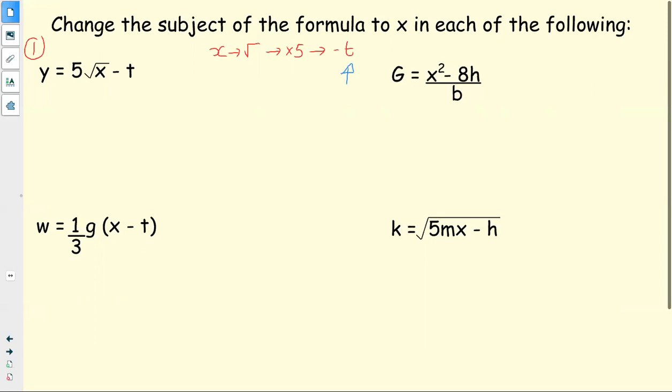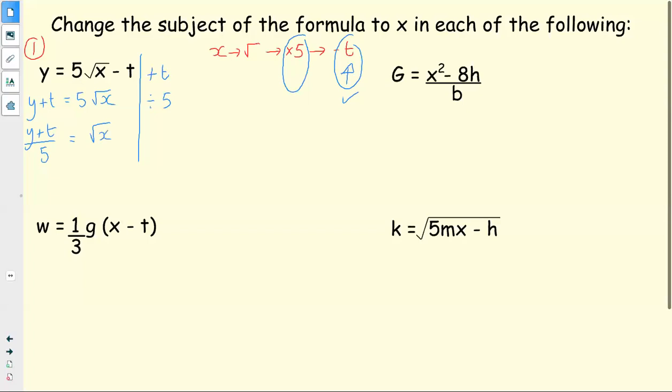So to undo subtract t, I'm going to add t to both sides. If I add t to both sides, it becomes y add t equals 5 multiplied by the square root of x. Okay? So that's that part done. Next thing I want to undo is multiply by 5. How do you undo multiply by 5? I'm going to divide by 5. So on the left hand side it becomes y add t all divided by 5 equals the square root of x.